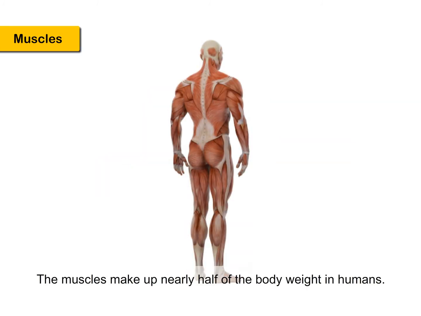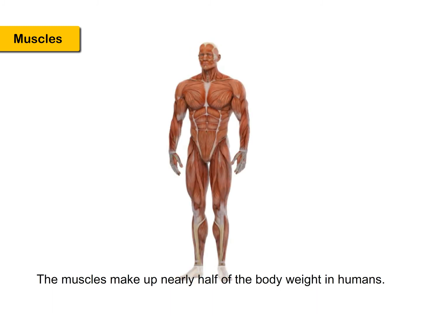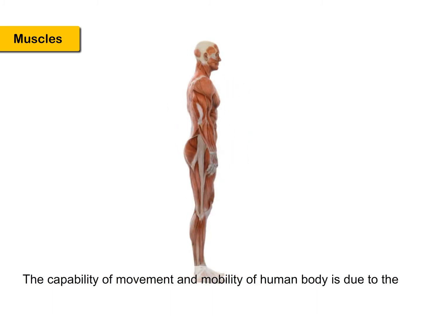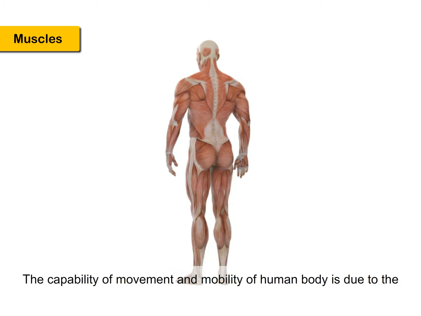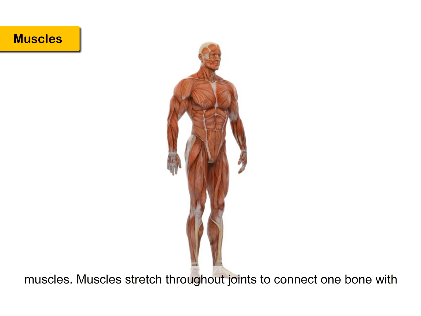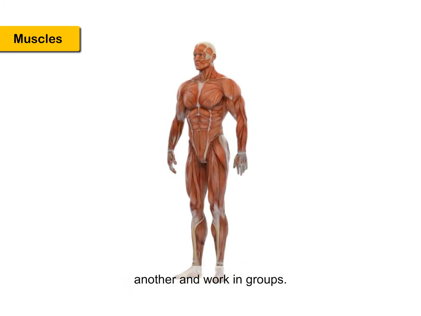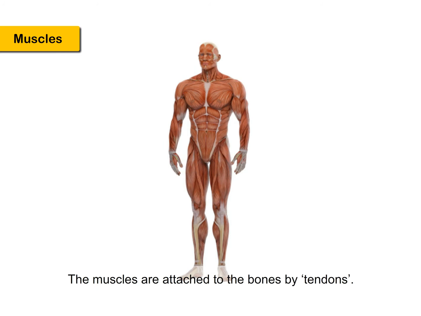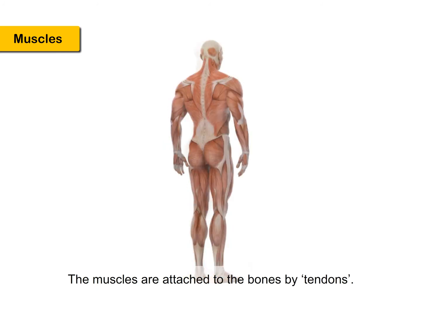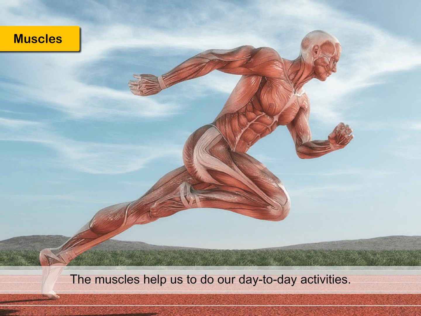Muscles. The muscles make up nearly half of the body weight in humans. The capability of movement and mobility of the human body is due to the muscles. Muscles stretch throughout joints to connect one bone with another and work in groups. The muscles are attached to the bones by tendons. The muscles help us to do our day-to-day activities.